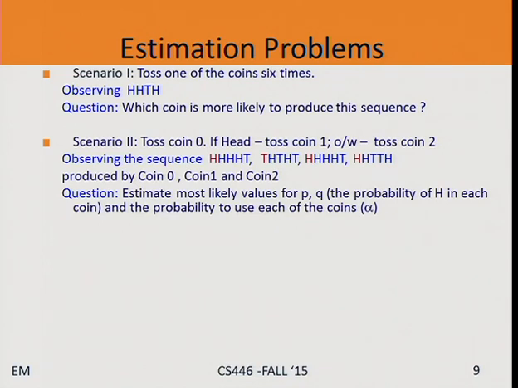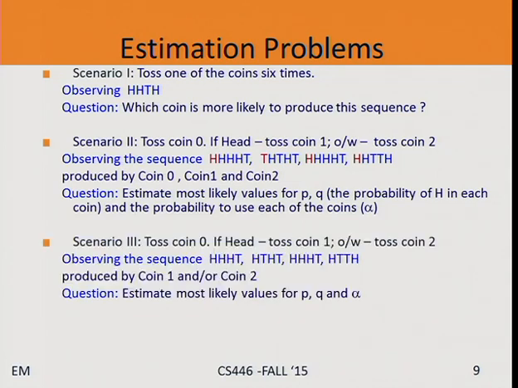What's the most likely value of, let's say, P here? P is coin 1. Or let's do coin 2, it's easier. Coin 2 was here, right? So what's the most likely value of coin 2? It's a half, right? So that's an easy problem. You know how to do it.